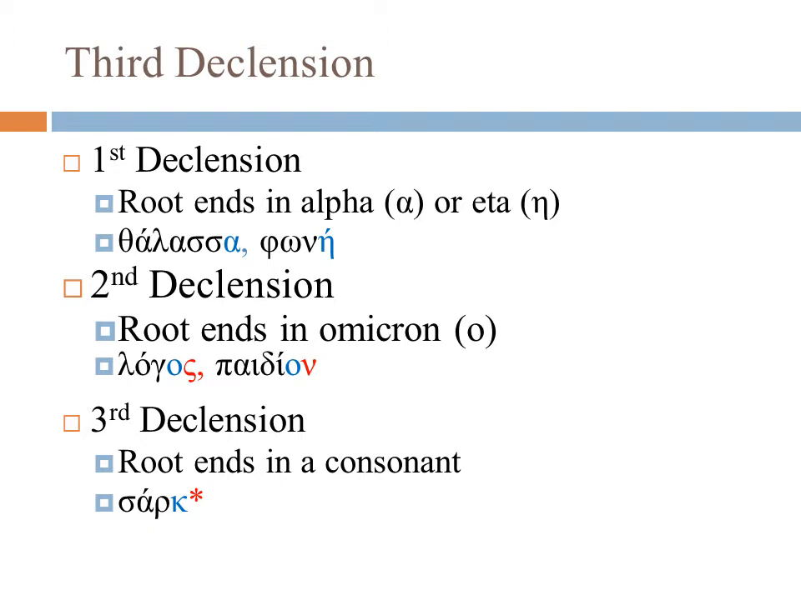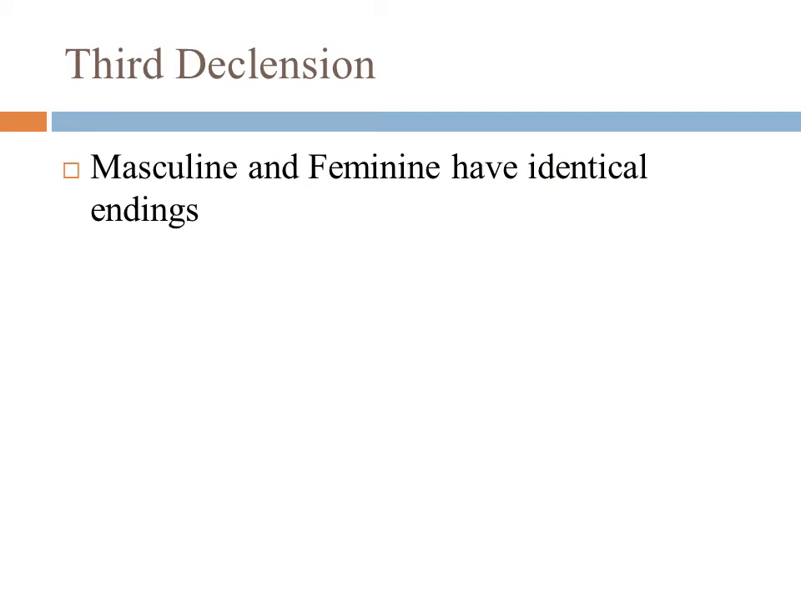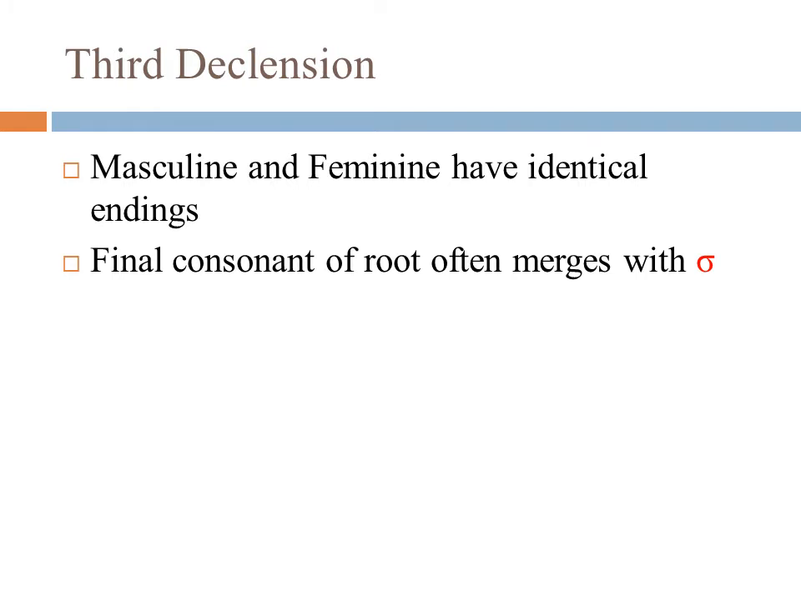And I just give here an example of sarc with that little asterisk here, meaning this is the root. So this would be a root ending in kappa, and this would be a third declension noun. The third declension has identical endings in the masculine and the feminine. The final consonant of the root often merges with a sigma, and we'll see this a little bit later. But the root sarc, when a sigma is added to it, we get a sarx, a kasi.